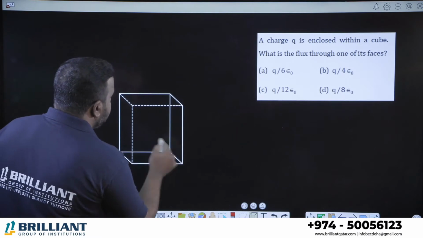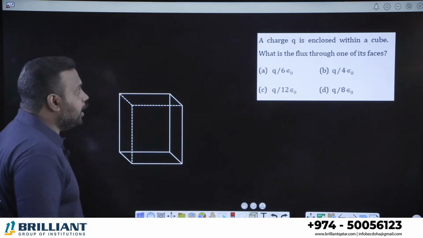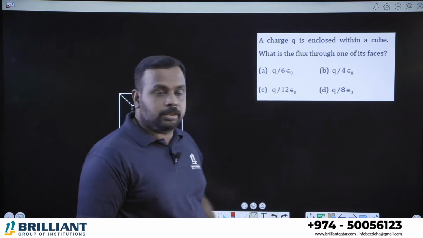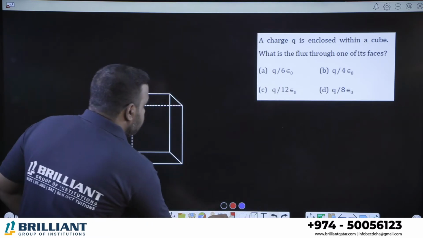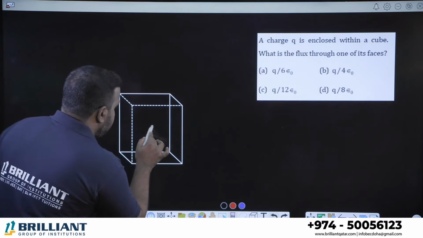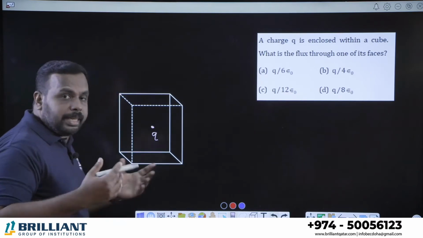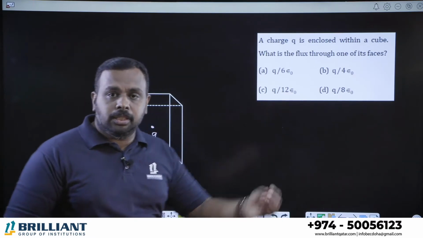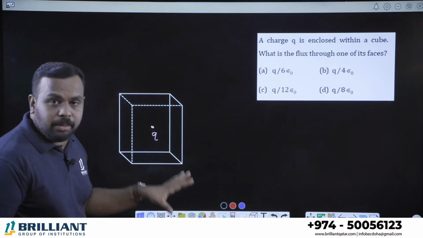Look at this. Let it be the cube. And inside this cube, there is a charge Q. So we can mark a charge Q. It is inside. It can be at any point. There is no condition that the charge needs to be kept at the center. It can be at any point.